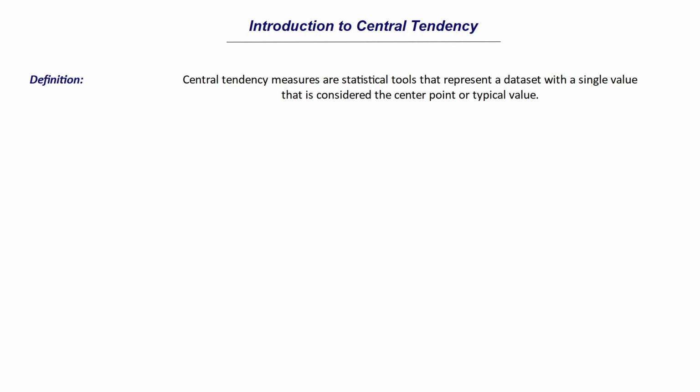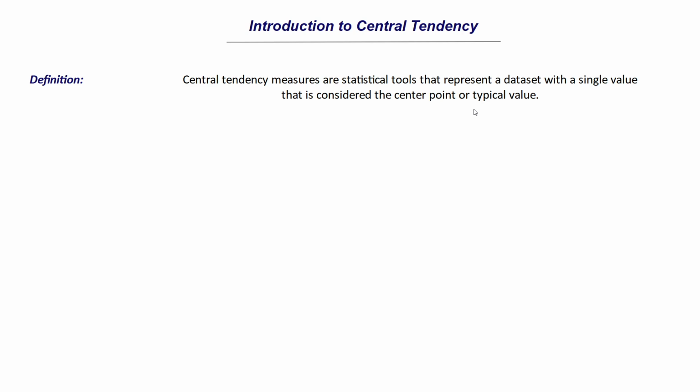That means this data set has data points, or people, who have age values around 50, or most people are around this particular age. So this single value of 50 in this case tells you an idea of the nature of this data set, right? So this is an example of a central tendency. Now you can look at the definition again, and it says that it represents a data set with a single value that is considered the center point or typical value.